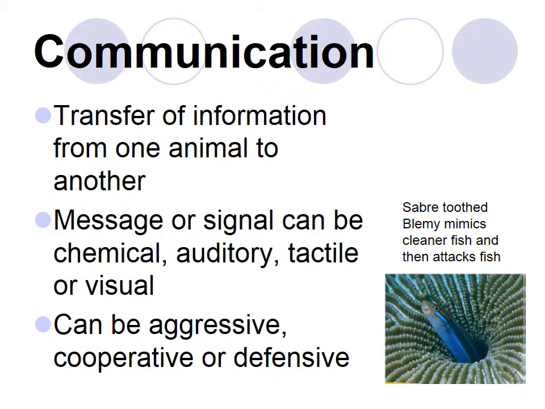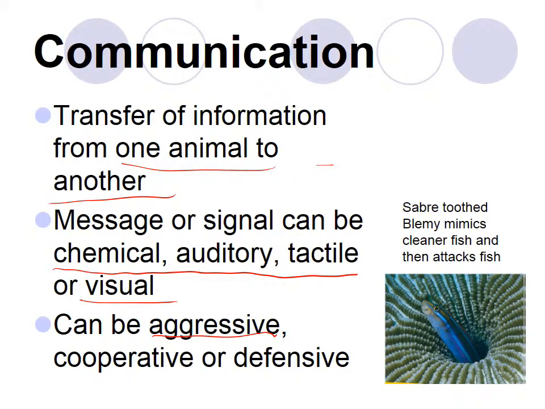Communication is another form of behavior, and here it's information from one animal to another animal, and these messages or signals can be chemical, auditory, tactile, which means touching, or visual, and it can be either aggressive, cooperative, or defensive. So aggressive meaning angry, trying to keep something away. It can be cooperative, let's work together to build this nest, for example, or defensive, I'm going to hide away from you.